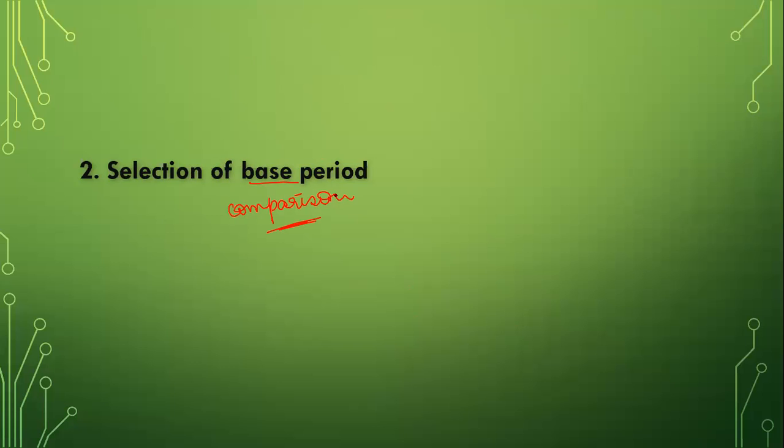Okay, so if you don't have a base period, you cannot make a comparison. You cannot see the changes that are happening within the different periods. Okay, to see changes we need a base period and a current period. And to make this comparison we require base years. And when you say base year, it is nothing but normal years. Okay, it is normal years.